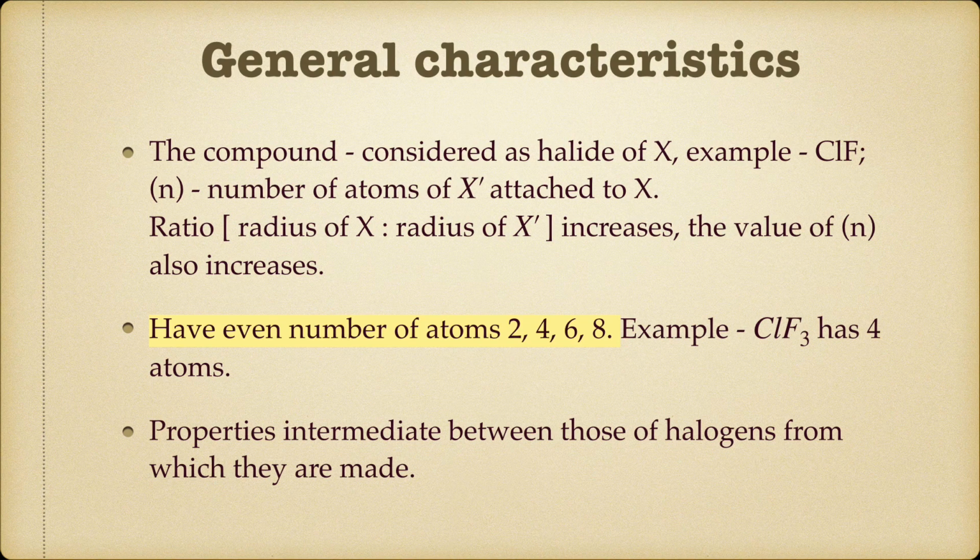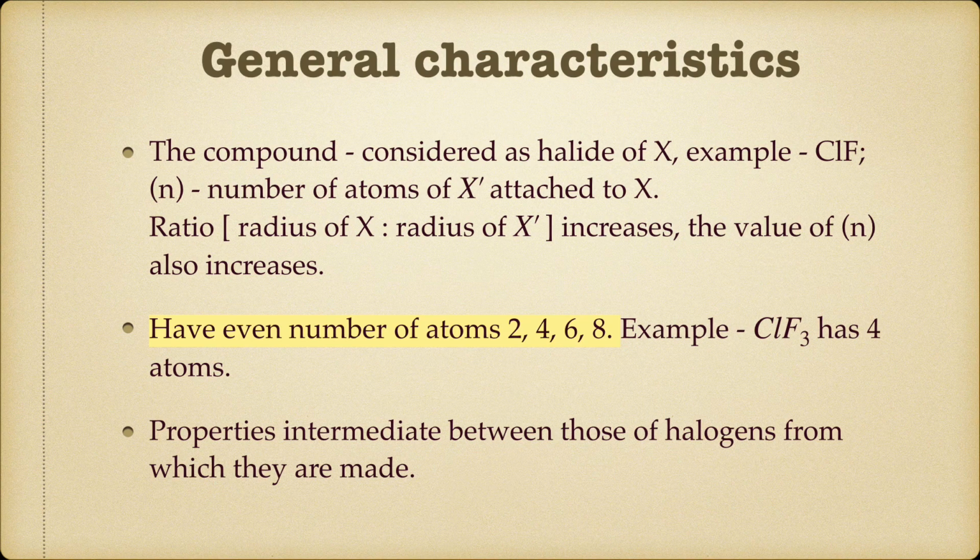Next property, they have an even number of atoms, that is 2, 4, 6 or 8. Example, ClF3 has a total of 4 atoms. If you take any example, there will be an even number of atoms in the interhalogen compound. Like IF7, there are 7 plus 1 of iodine, that will be 8 atoms. Now we'll see the next property.